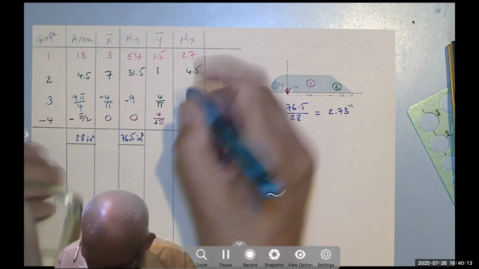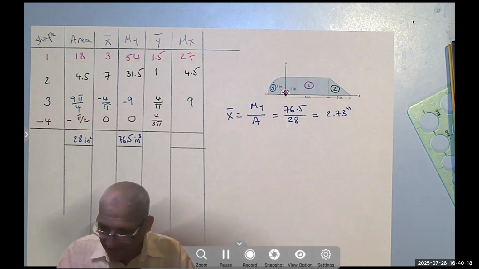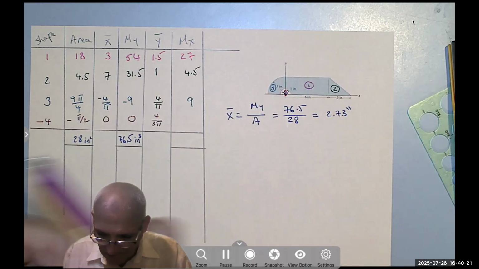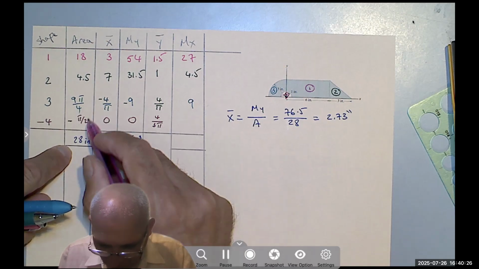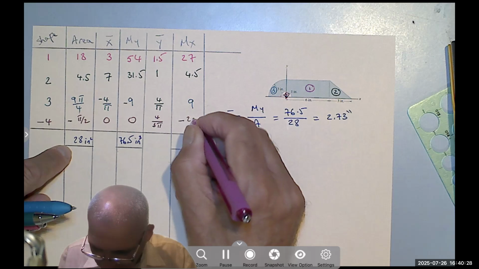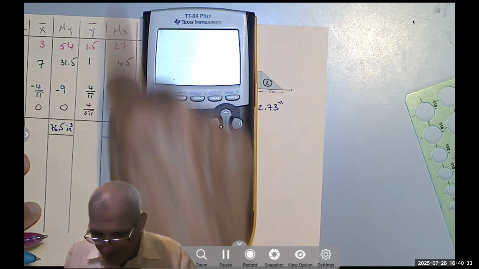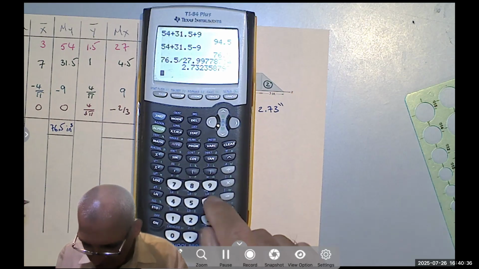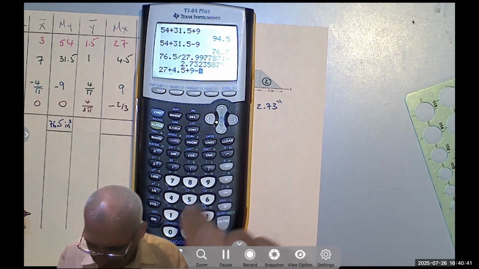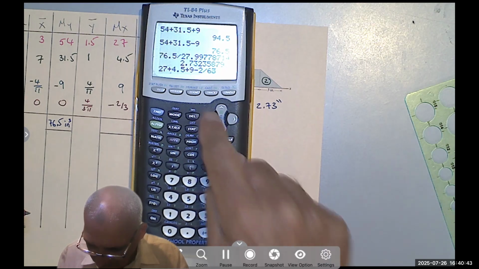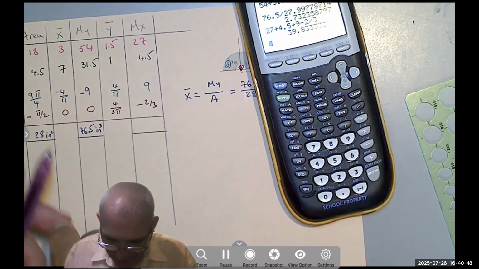Oops, it doesn't matter. I used a different color. And then here I have a negative. Pi and pi cancel. 4 and 2 becomes 2, so this is negative 2/3. Now, 40.5 minus 2/3, or 27 plus 4.5 plus 9 minus 2/3 equals 39.833.